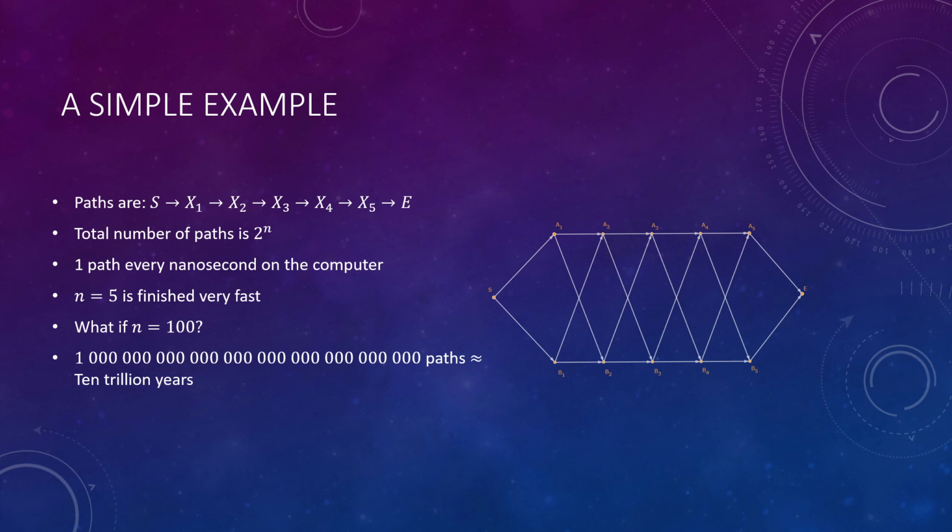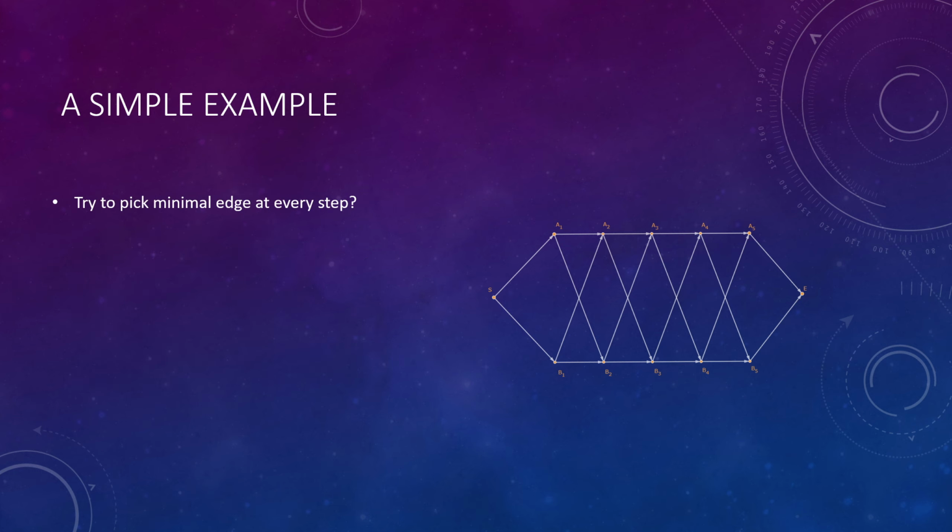But what happens if n is 100? Then we have 2 to the power of 100 paths. That's about 10 to the power of 30. And when you start to count how many seconds are in a year, and then how many nanoseconds are in a year, and the number of paths is that big number on the screen, you're going to end up with about 10 trillion years for a computer to finish checking all the paths. Clearly, that's not going to work. So, we need to find a better way to deal with these paths.